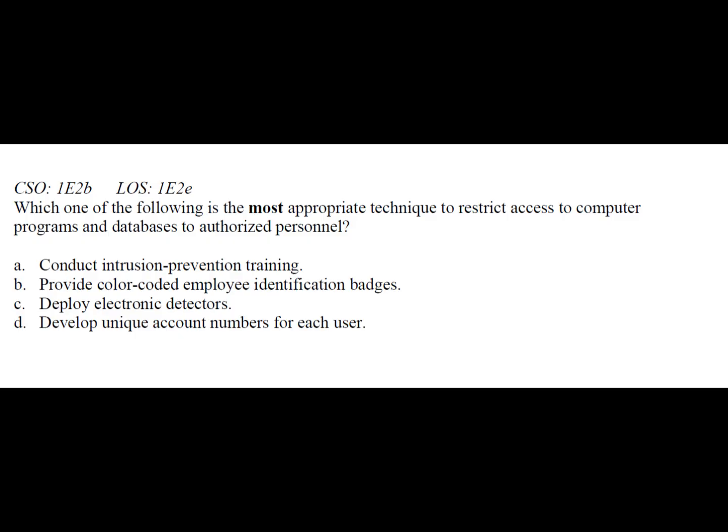C. Deploy electronic detectors. Incorrect. Electronic detectors help protect physical premises from unauthorized entry but are not logical access controls for information systems. D. Develop unique account numbers for each user. Correct. Unique user accounts enable the system to identify individual users, apply authentication procedures, assign specific access rights, and maintain audit trails, making them the most effective method for restricting access to authorized personnel. Correct answer, D. Develop unique account numbers for each user.